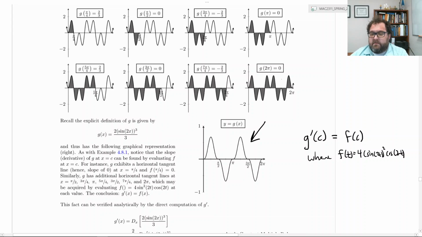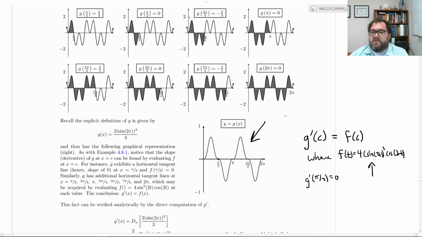If you want the slope at pi over 2, what do you imagine the slope is right there? Looks to me like it's horizontal. So if you plug pi over 2 into that expression, you should get 0, because we know that g prime of pi over 2 is 0. That means that f of pi over 2 should also be 0. And I think that makes sense, right? Because if you plug in pi over 2, you get sine of 2 times pi over 2. That's sine of pi. Sine of pi is 0. 0 squared is 0. 0 times 4 is 0. 0 times cosine of 2 pi is 0.